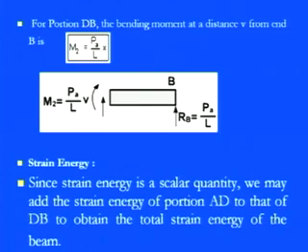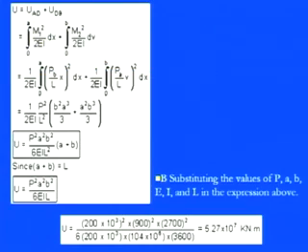The strain energy is a scalar quantity, so we may simply add the strain energy of the two portions, M1 and M2, that is AD and DB, to obtain the total energy of the beam. So U is nothing but equal to U of AD plus U of DB. Here we simply segregate this beam into two different regions, from 0 to A, for which only the point load acts on the left-hand portion, and another region from 0 to B, which is the DB portion.